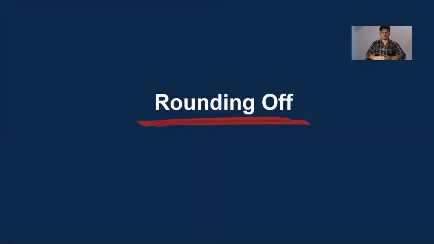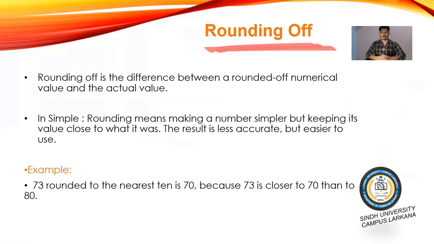Rounding off. Rounding off error is the difference between a rounded off numerical number and the actual value. Rounding means making a number simpler but keeping its value close to what it was. The result is less accurate but easier to use. For example, 73 rounded to the nearest 10 is 70 because 73 is closer to 70 than to 80.